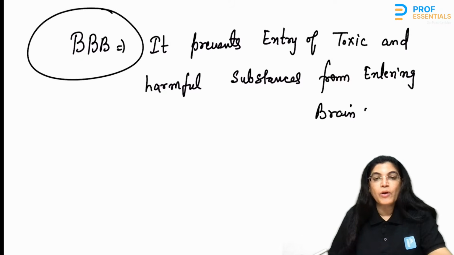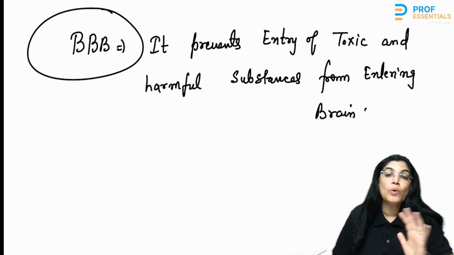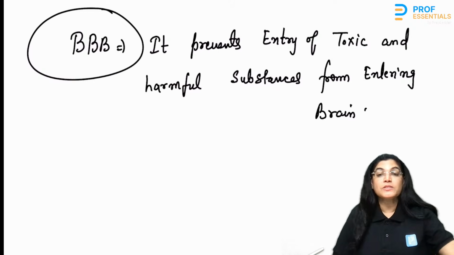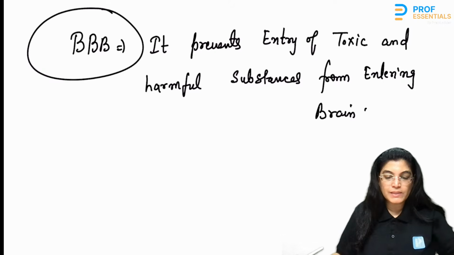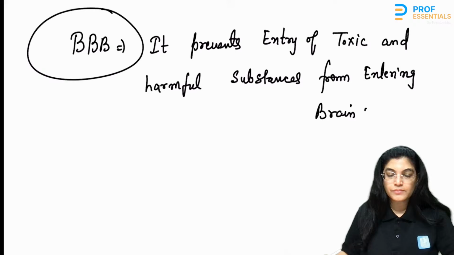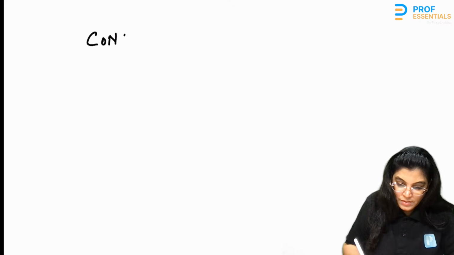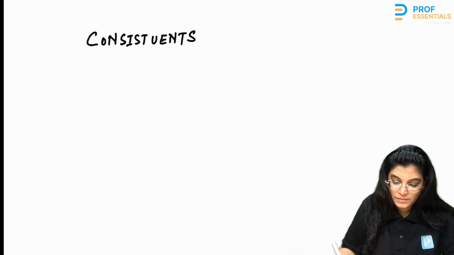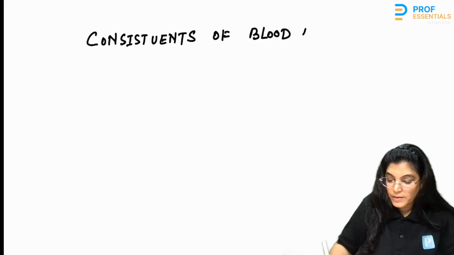Now, it is also important for you to know the constituents and the layers of the blood-brain barrier. Then it is important to know the areas of the brain where we have no blood-brain barrier. That means the chance of infection is more at that location. So please write down: constituents of the blood-brain barrier.